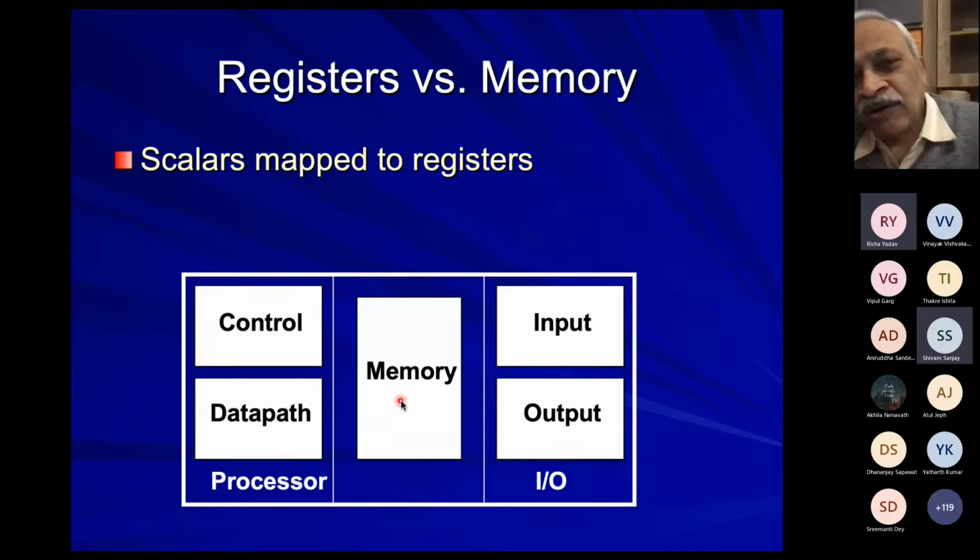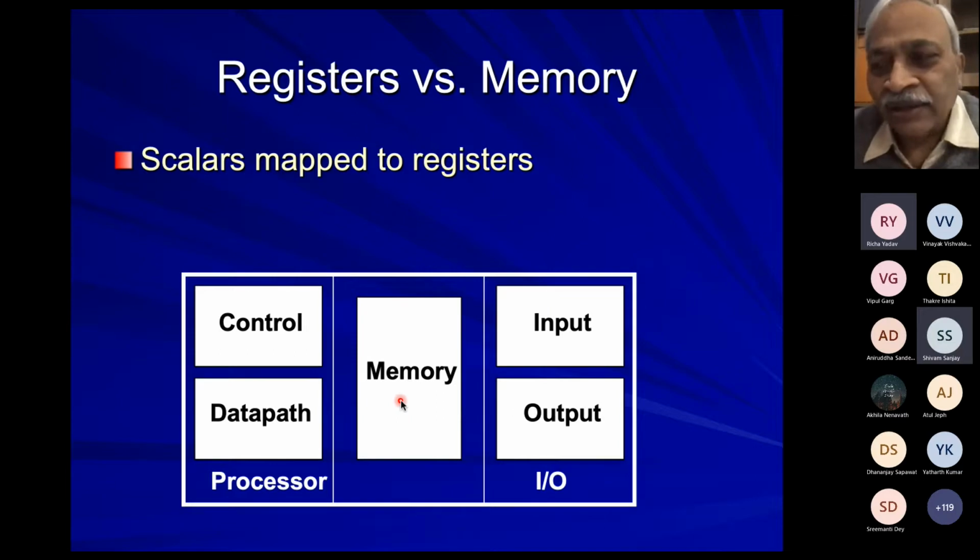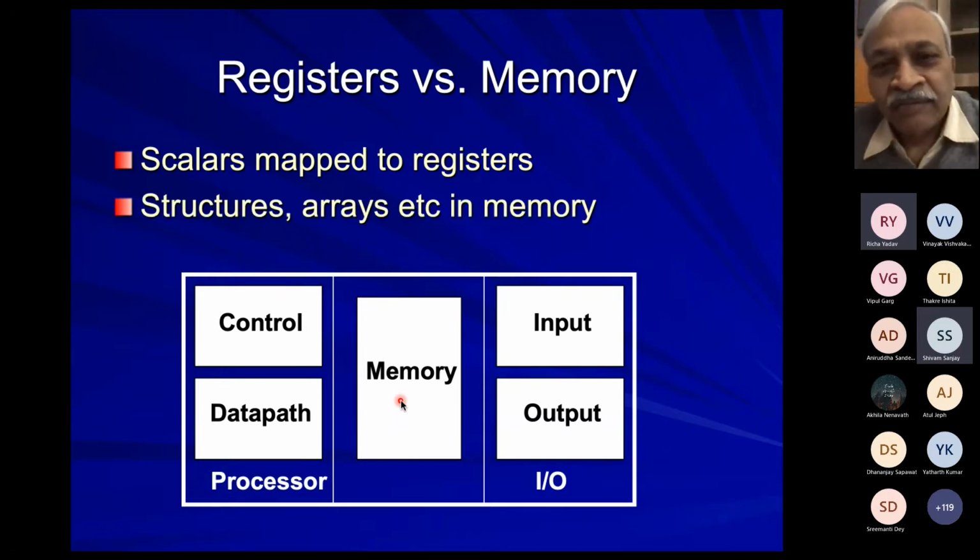So you can think of the relationship between a program and where different things get stored. Scalars could be mapped to registers. Scalar means single variables which can't be broken further, like just one integer, or one floating point number, or one logical value. Whereas structures or arrays have to reside in memory. Suppose you have an array of 1,000 integers, that obviously can't fit in a register. It has to be in the memory.